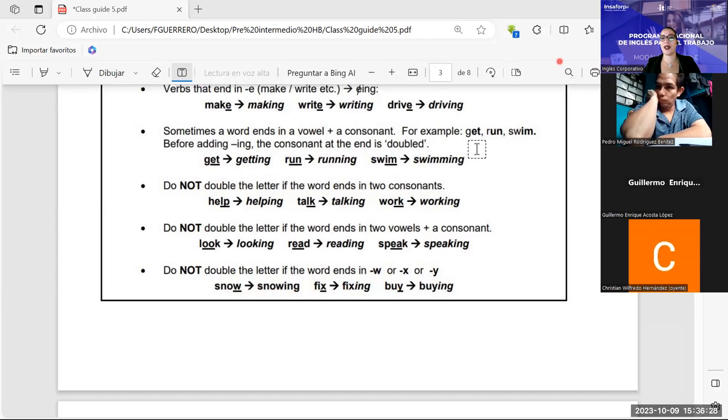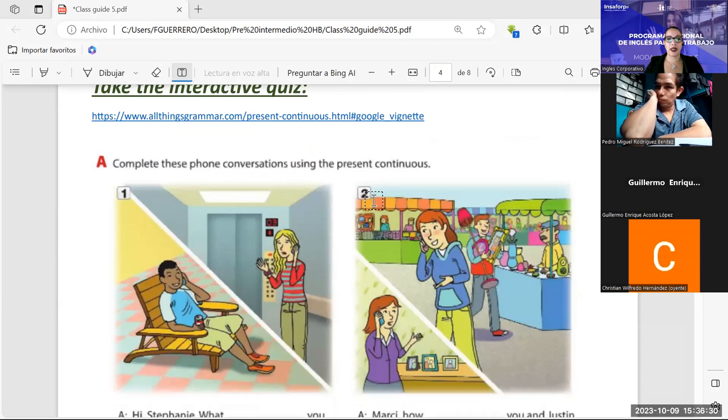Vamos a ver cómo nos va acá con el interactive quiz.